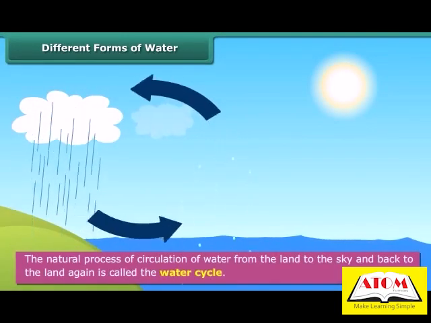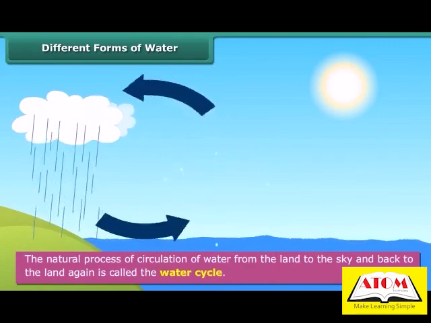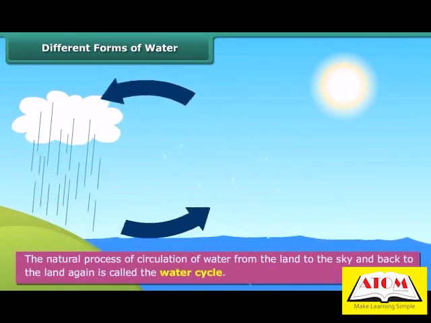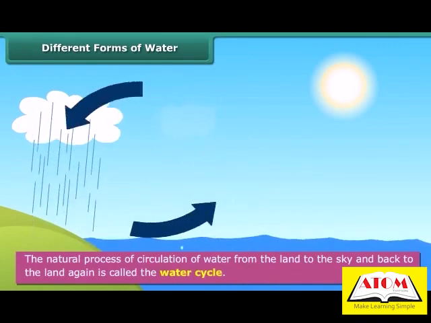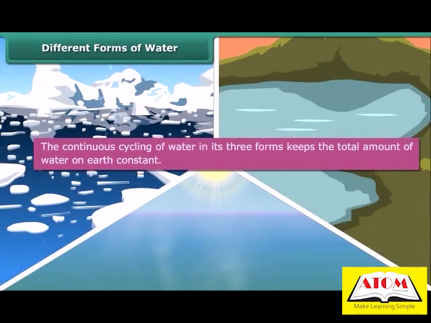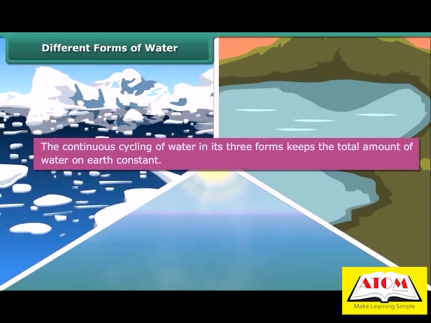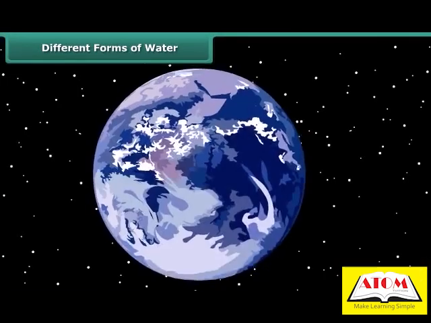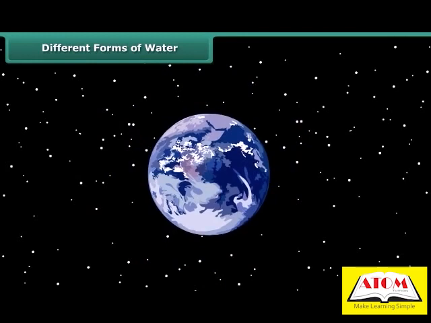The natural process of circulation of water from the land to the sky and back to the land again is called the water cycle. The continuous cycling of water in its 3 forms keeps the total amount of water on Earth constant even when the whole world is using it.